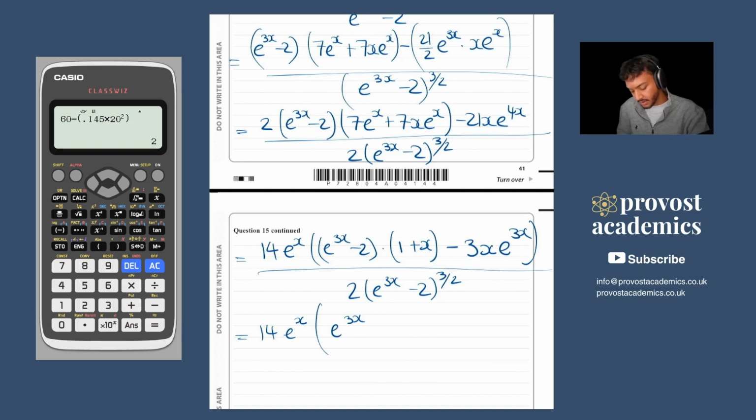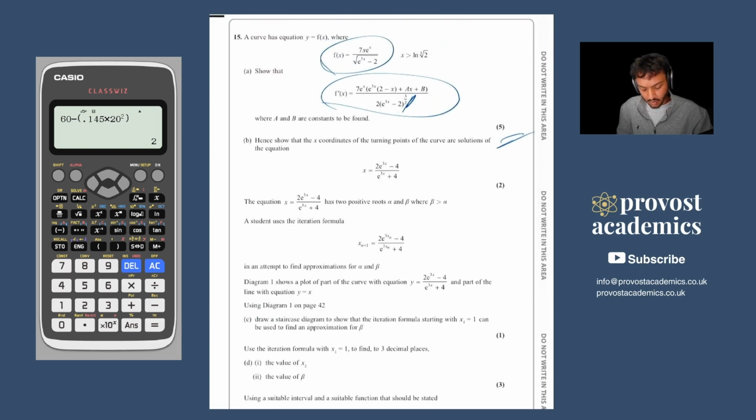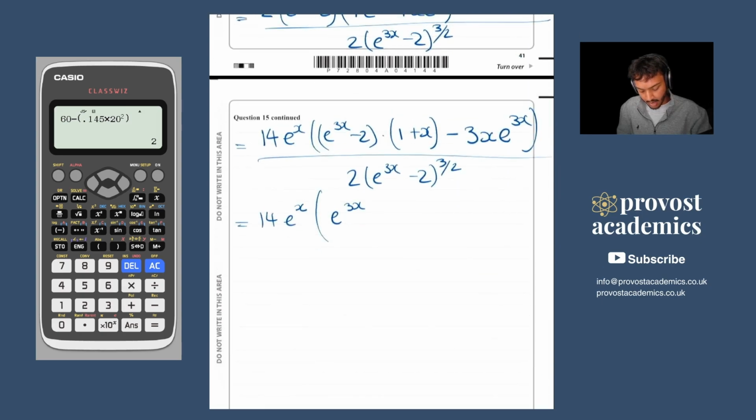Actually, you know what? Because that was 7, I'm going to say this is 7, and I'm going to put a 2 inside of the brackets. So I'm going to say 2 e to the 2x minus 4. So that's one bracket. So I'm just going to times everything on the inside. Minus 3x e to the 3x. Okay?